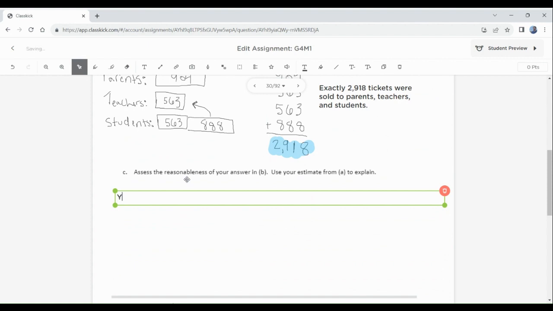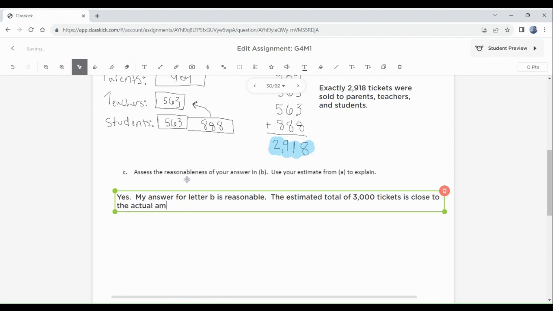So yes, the answer for letter B is reasonable. The estimated total of 3,000 tickets is close to the actual amount of tickets sold, which was 2,918. 2,918 is close to 3,000.